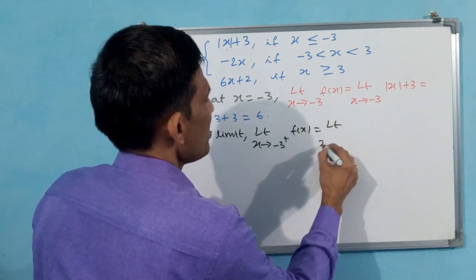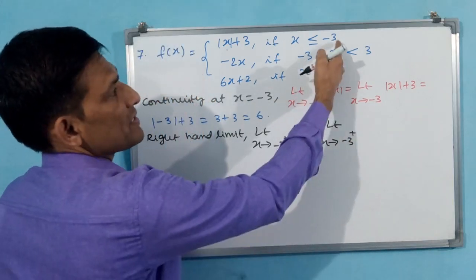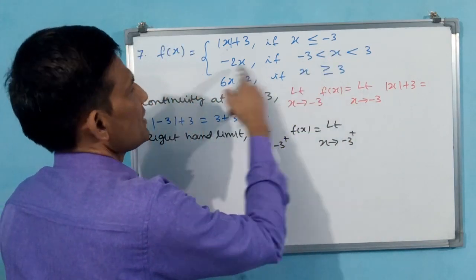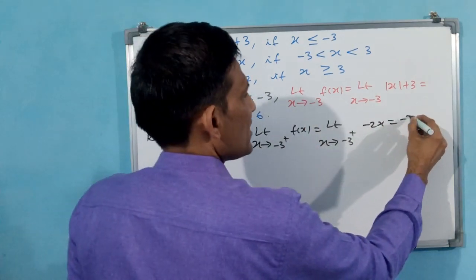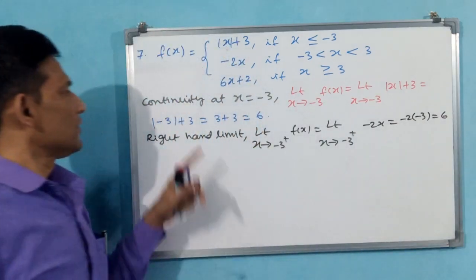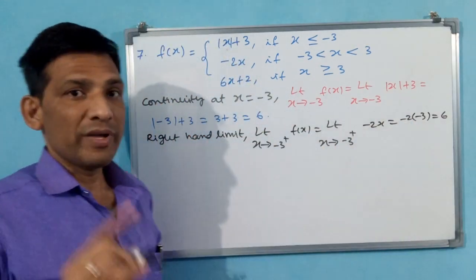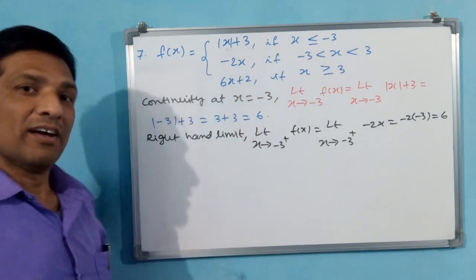That is equal to limit x tends to minus 3 plus. Minus 3 plus means greater than minus 3. Greater than minus 3 means minus 2x. That is equal to minus 2 into minus 3, which is 6. See, both have the same value. That means at minus 3, this function is continuous. Okay?